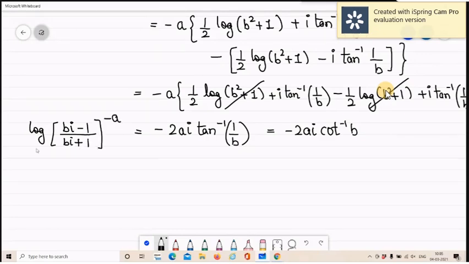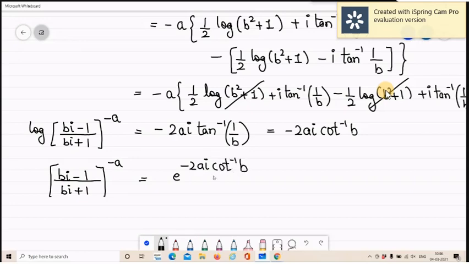Now I eliminate the log, because my question does not have log. So (bi plus 1) raised to minus a is what? This e will go as exponential, e raised to minus 2ai cot inverse of b.